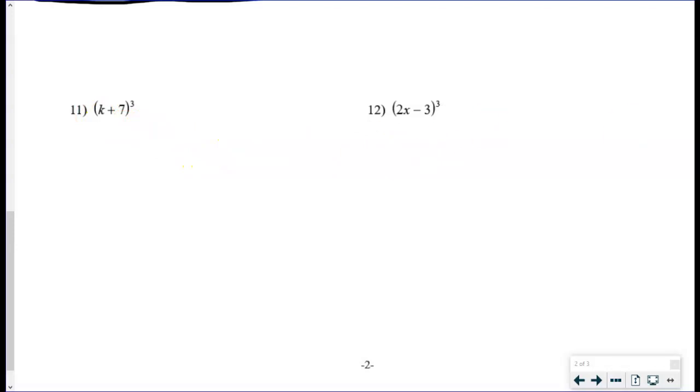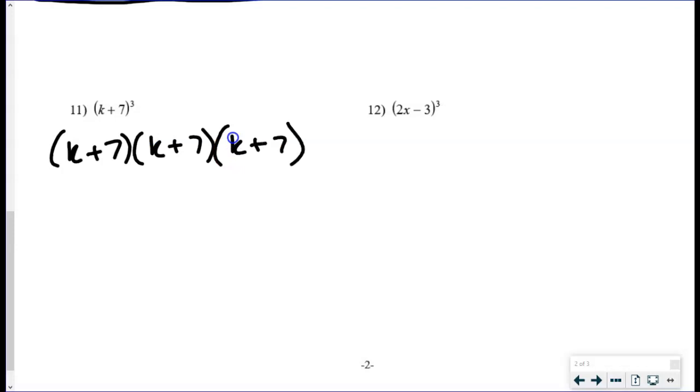Now, these questions look so silly, like, oh, they're not going to be too bad. You just cube everything. Well, that's not k plus 7, hello, to the third power means that you have 3 of them. So this problem is actually a lot more complicated than it looks. So I would suggest you guys start by foiling or distributing the last 2 together first.